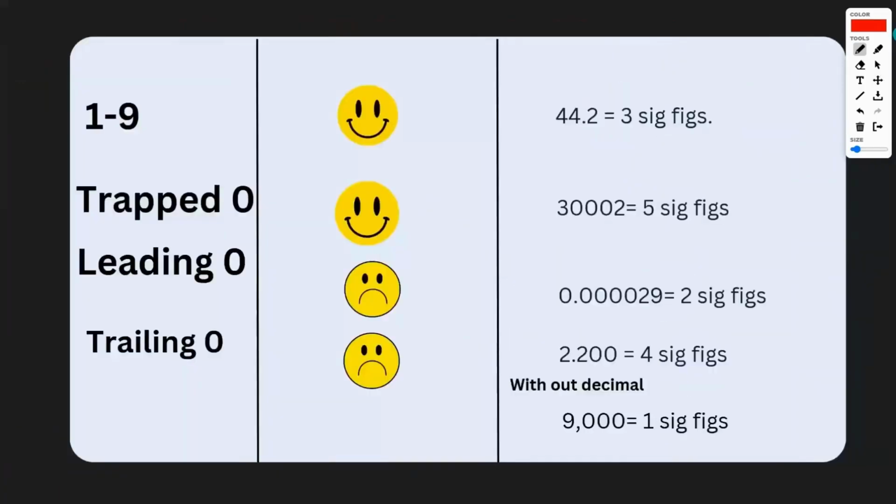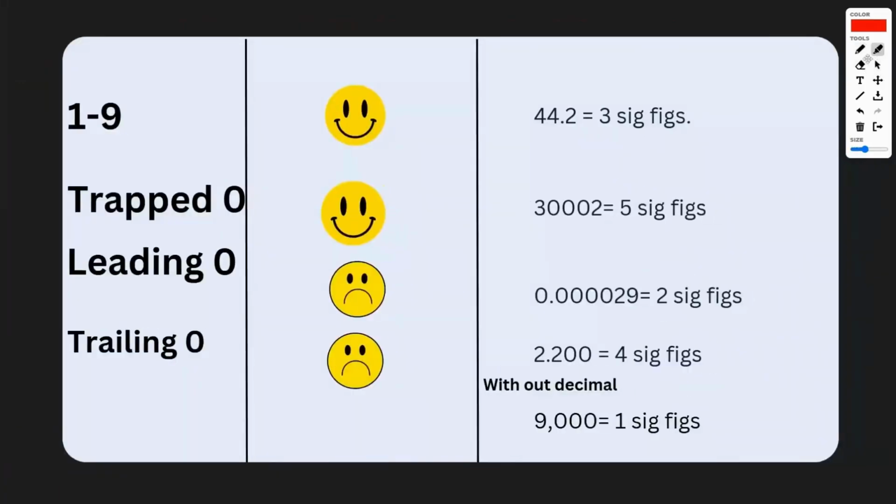So here's a little chart I made for you guys. Let's go over everything that's in the chart. Numbers between 1 and 9 are significant. What does that mean? We can see 44.2. Since these numbers are between 1 and 9, they're all significant. So we have 3 sig figs.